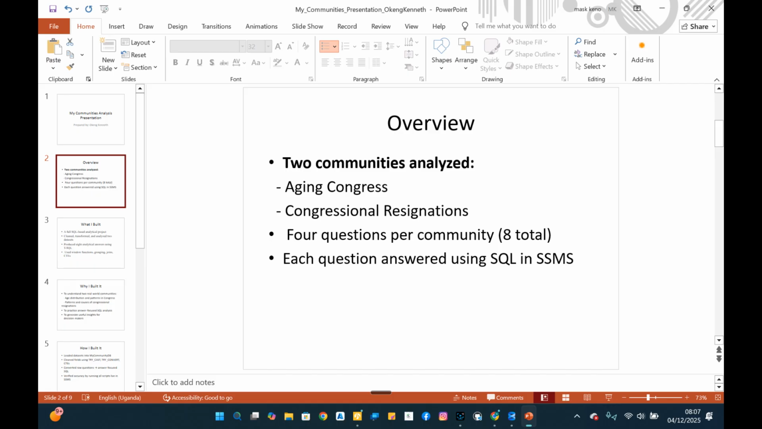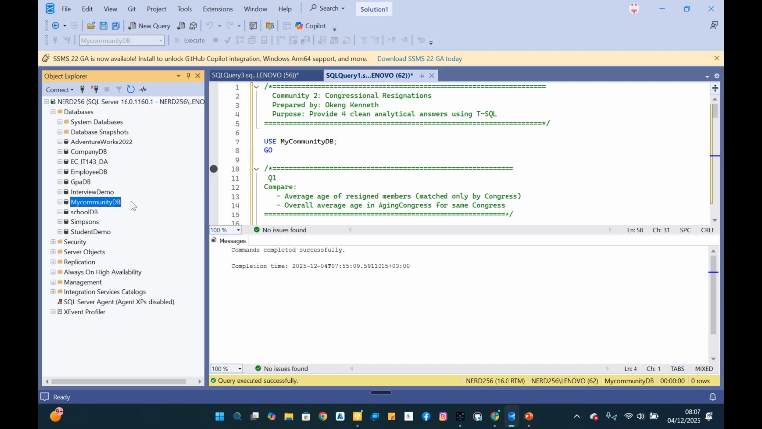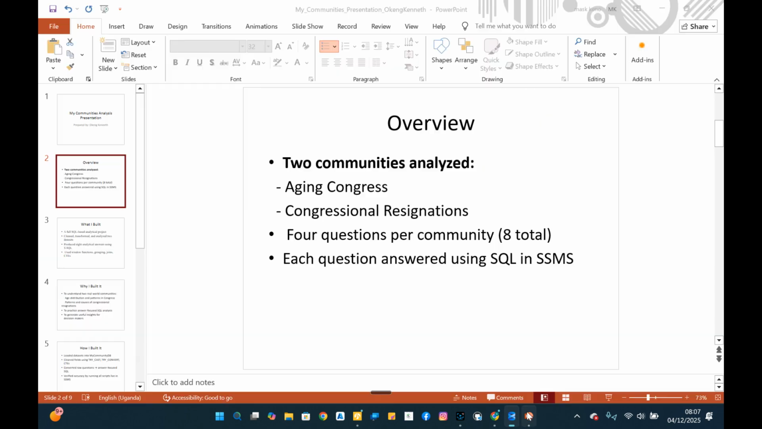Each question answer uses SQL in SSMS. First, we created a database some time back, which is my community database. You can see here the datasets we've used: the two communities, the Aging Congress and congressional resignation, are part of the tables in the database.